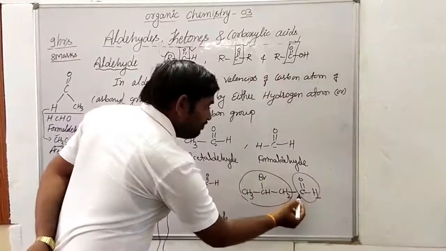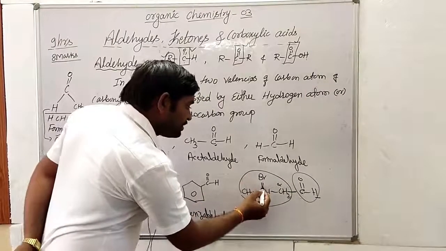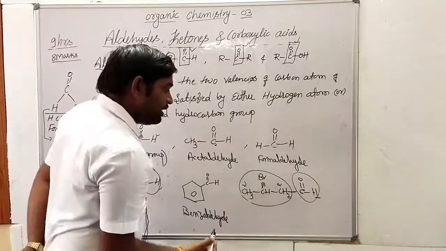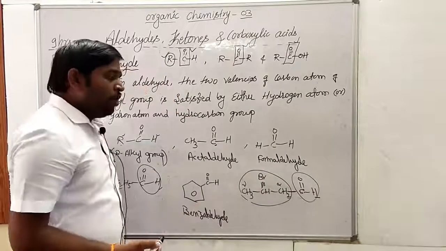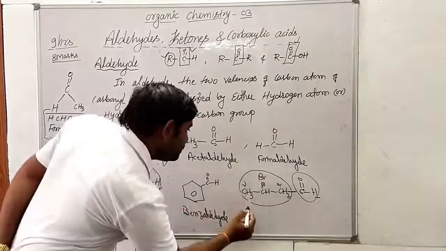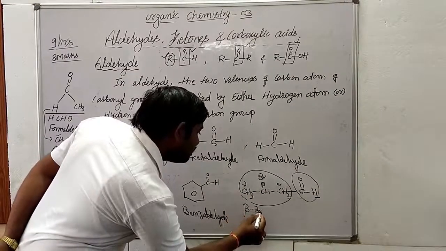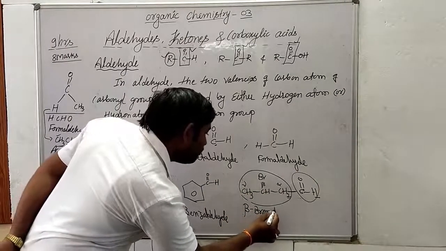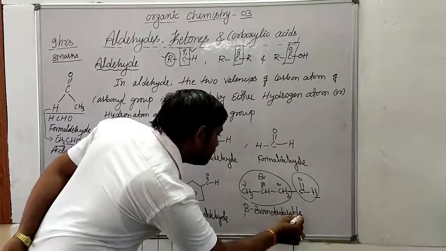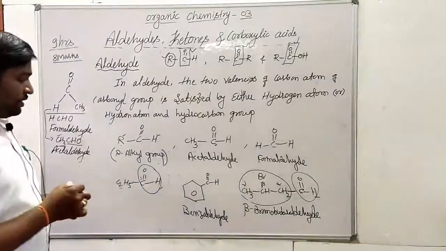This is the carbon atom. The next carbon atom is considered as the alpha carbon atom, the next as the beta carbon atom, and the next is the gamma carbon atom. So this is nothing but beta-bromo butyraldehyde. 1, 2, 3, 4. Beta, bromo, butyraldehyde. This is the common name of this molecule.